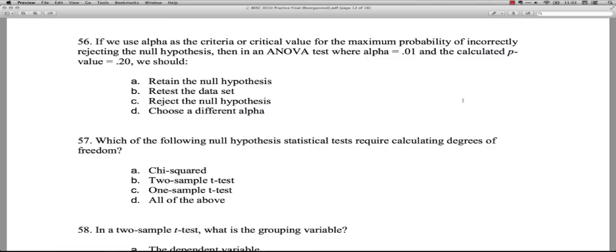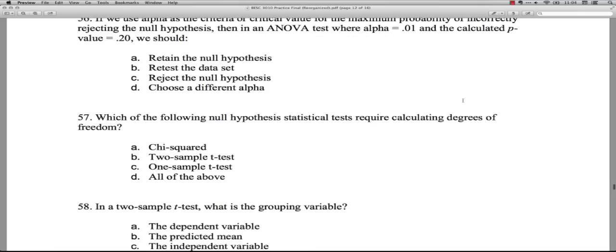Retesting the data set, I don't even know what that means. C, reject the null hypothesis. No, we would only do that if our p-value were less than 0.01. So if it were like 0.005, that would be less than 0.01. Choose a different alpha. That's cheating to do that afterwards. Even if we took the more conventional 0.05 for the alpha, the p-value of 0.20 that we got is way too big. Anyhow, A is the correct answer.